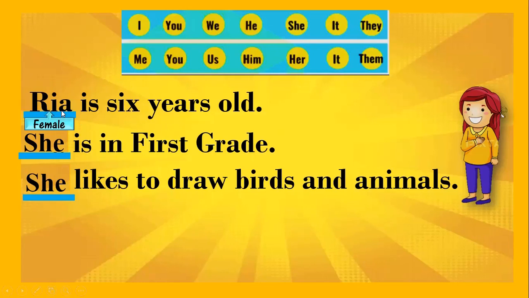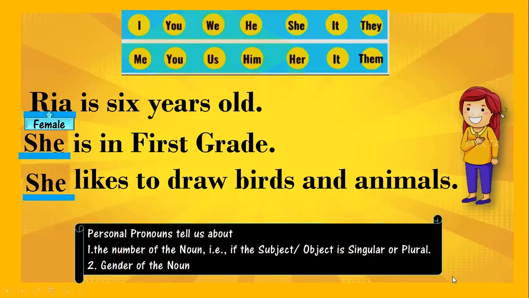Here, the noun Ria is replaced by the personal pronoun she, which is a singular subject. So the noun or the subject here is singular. So we can say that personal pronouns tell us about the number of the noun, that is, whether the subject or object is singular or plural. It also gives us information about the gender of the noun.